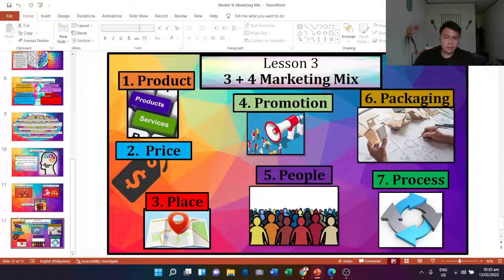So what are the qualities of your product? What are the features of your product? What makes your product stand out? What makes your product profitable, or what makes customers buy it or really like it? Those are the things that we have to consider when making a product.